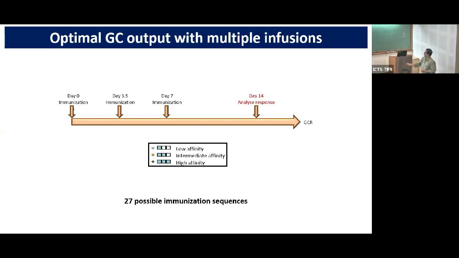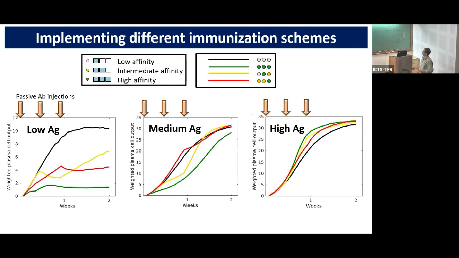So you, of course, get 27 different combinations. We can run all of them and see what really happens. And it turns out the outcome is different depending on how much antigen there is in the germinal center. Low antigen, medium, and high, and you see different outcomes. So in the low antigen scenario, you find that the combination where you only administered low affinity antibodies is the one that produces the best response. Whereas if you had a lot of antigen, then the protocol that has the highest affinity antibodies used all the time gives you the best response.